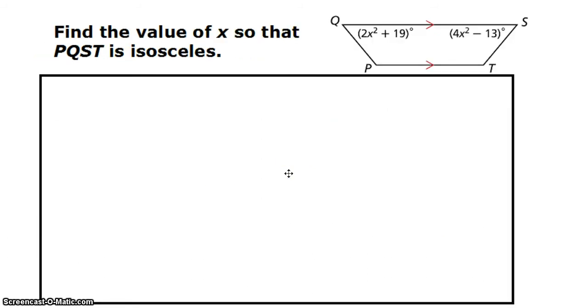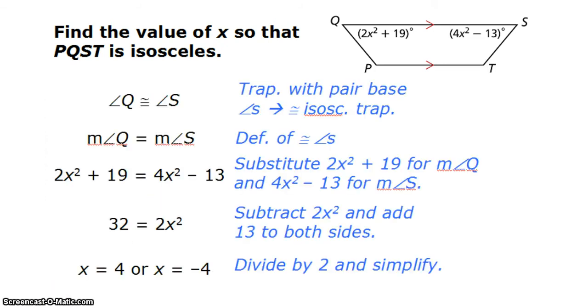Now this is a little more fun. We're being asked to find the value of x so that this is an isosceles trapezoid. So if this is an isosceles trapezoid, what can we say about angle Q and angle S? They are base angles of the same base, correct? Which means they are congruent. So if we're asked to find x, we can set these two expressions equal and solve for x. And that's exactly what they do. So set them equal and pause the video, solve for x, and come on back. And hopefully you found 4 or negative 4.